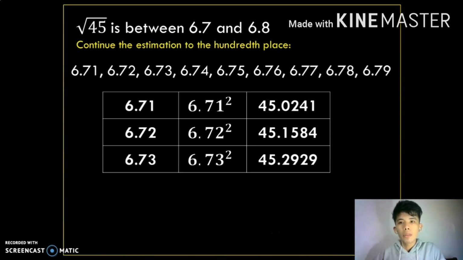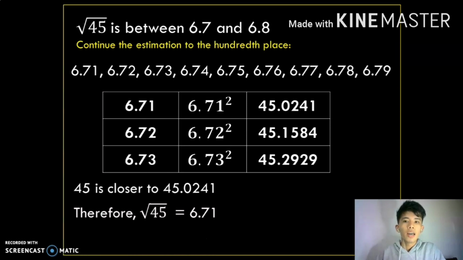So, ang ginamit ko diyan is 6.71, 6.72, and 6.73. So, square natin. Nung in-square ko sila, 6.71 squared is 45.0241. 6.72 squared is 45.1584. Then, 6.73 squared is 45.2929. So, saan diyan pinakamalapit ang 45? Since ito ang pinakamalapit, itong 45.0241, therefore, the square root of 45 is 6.71.